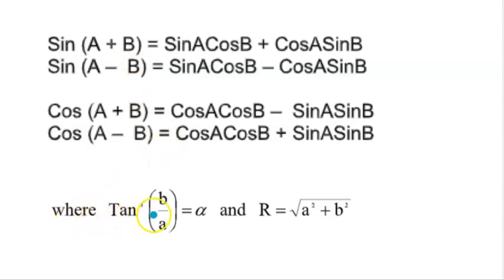Then we have another formula for the alpha. What is this alpha? I will explain that in the next slide. Alpha is tan inverse, B over A. What is B and what is A? I will explain. And then there is an R. R is the square root of A squared plus B squared.